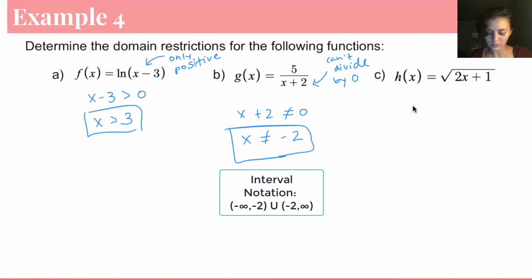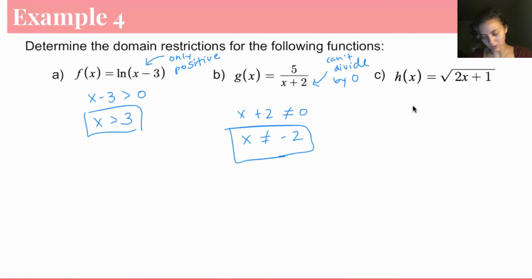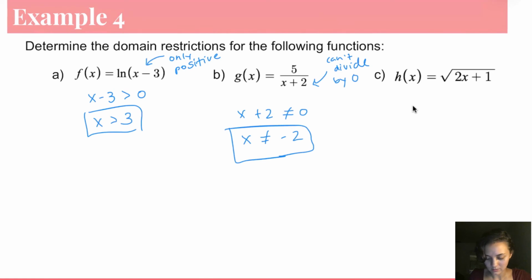Finally, a square root. With a square root, you can't have negative numbers. So no negative numbers. So what's inside of there? 2x plus 1 has to be greater than 0. I made a tiny mistake there. Can you tell what I need to add to my equation? It can be equal to 0. So with square roots, you can take the square root of 0. That's no problem. So in this one, it can be equal to 0.